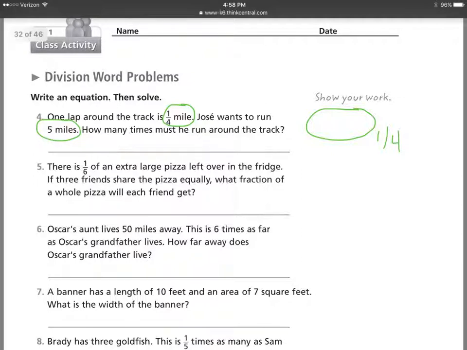You would want to know how many quarter miles are in 5 miles. In other words, you would want to take your 5 miles and divide it into quarter mile laps to see how many total laps you would need to run. So for number 4, you can see there's a diagram that could be drawn as well as an expression to solve this problem. Pause the video and complete number 4 now.